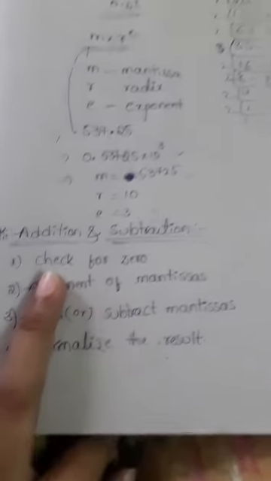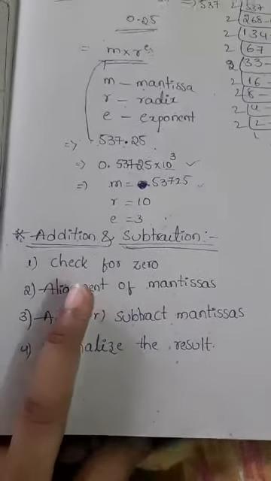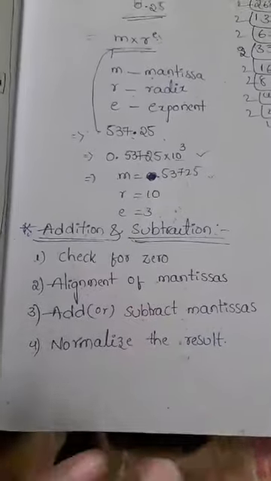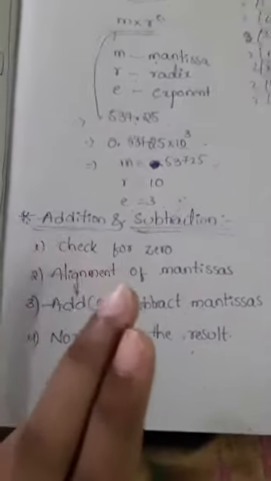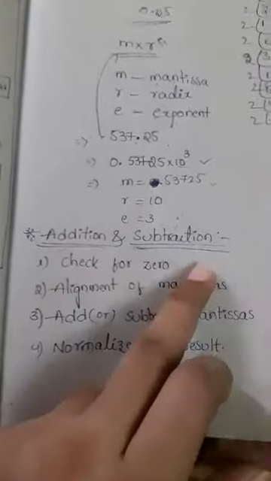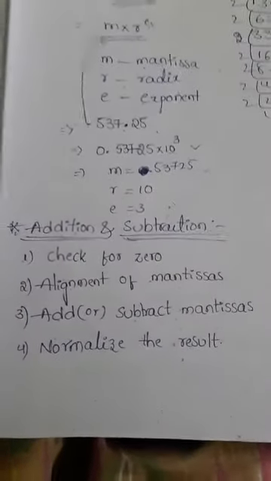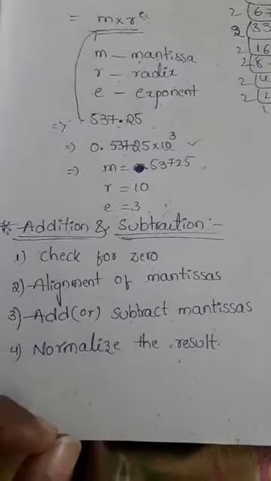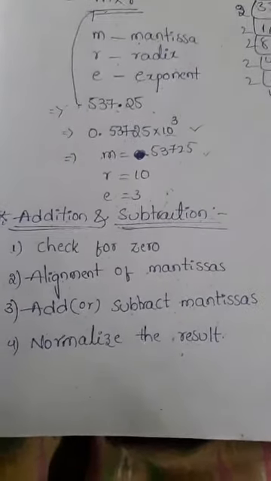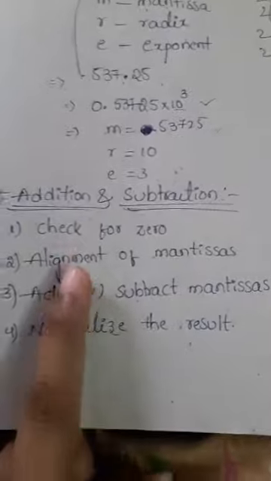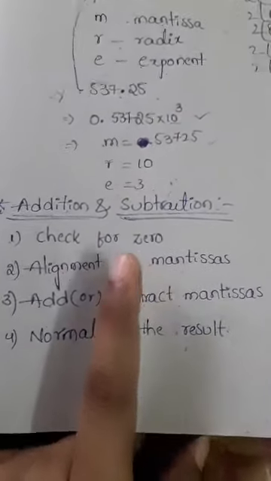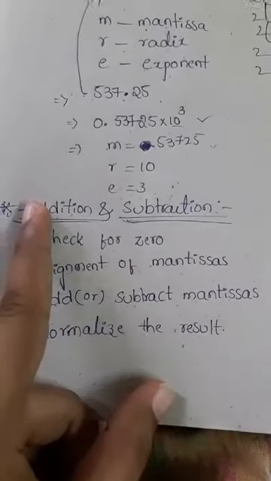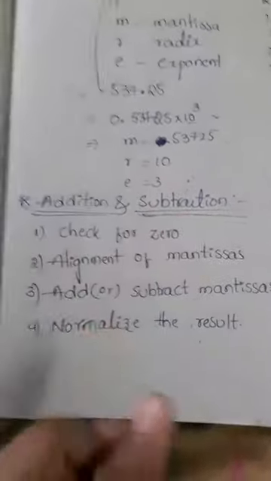The first point is check for 0. We have to check whether the first number and the second number are zeros or not, since we are performing addition and subtraction between two numbers. If they are not zeros, then we will perform the corresponding algorithm, that is, addition or subtraction.